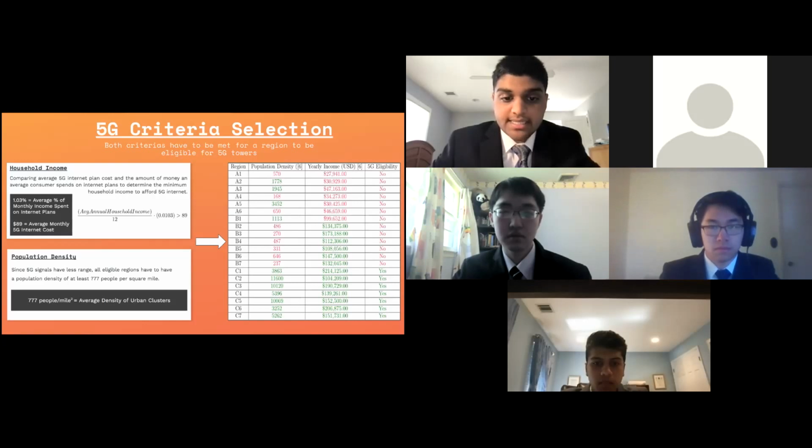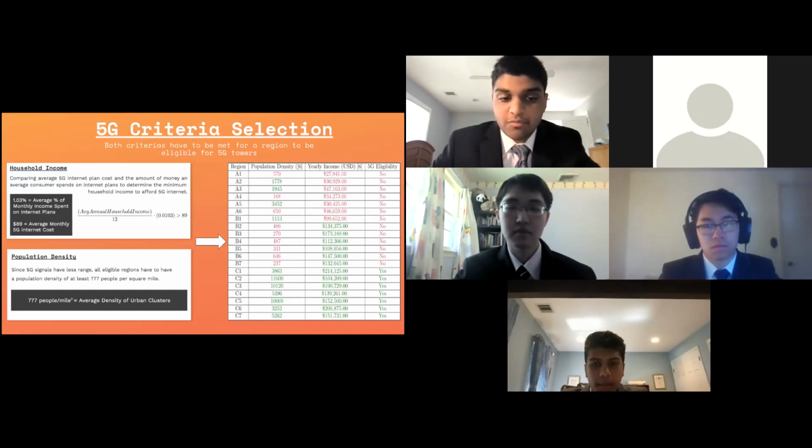Population density is a second component in our selection-based model. Since the 5G towers have significantly shorter ranges, it is crucial to optimize the amount of consumers in a given area. We use the average population density for an urban cluster as a benchmark in our model, which comes out to be at least 777 people per square mile.